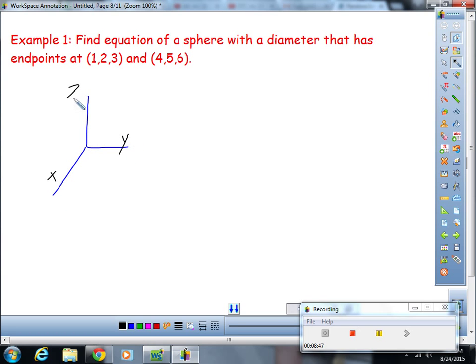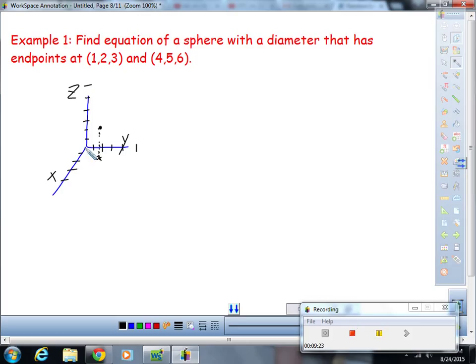Remember the right-hand rule. So, okay, over 1, and then out 2, and then up 3. So somewhere over here, it's kind of helpful to write a little tracer like that. There's one endpoint, and then 4, 5, 6. So 1, 2, 3, 4, 5.